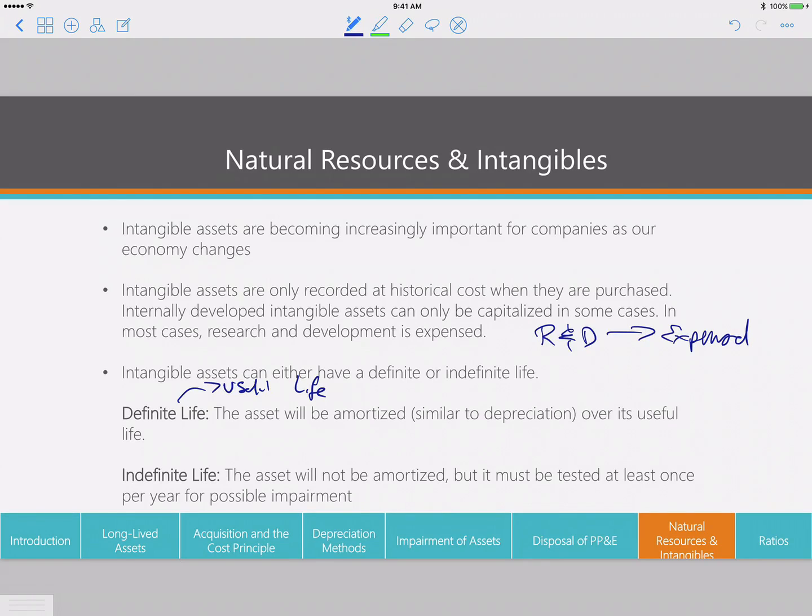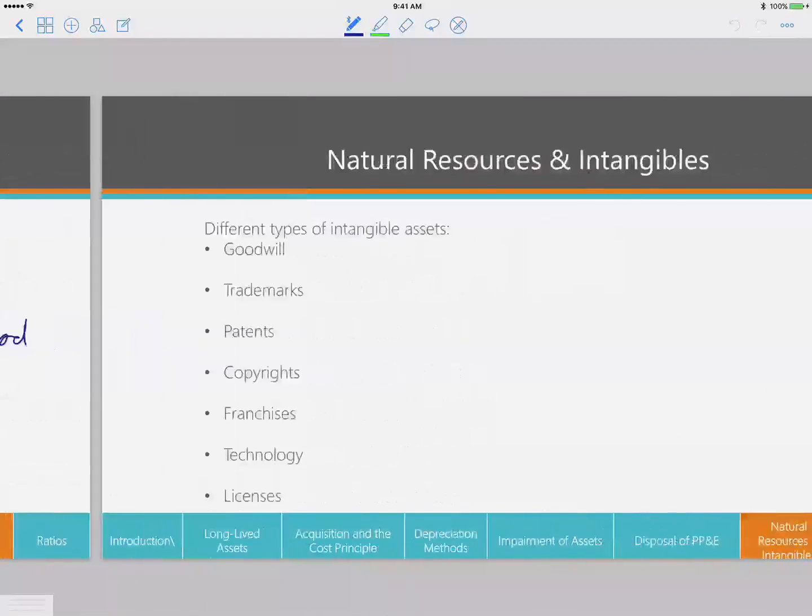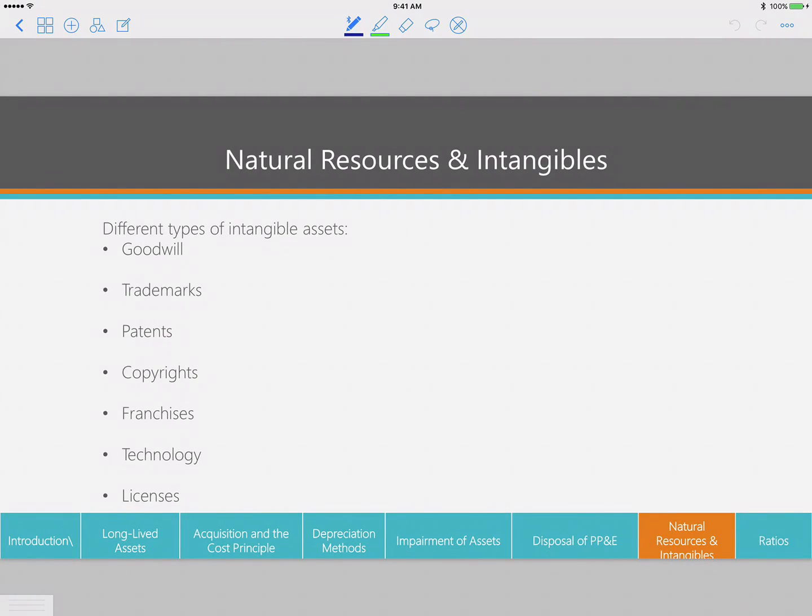An indefinite life asset is one that does not have a useful life. It lasts forever. It lasts indefinitely. And an indefinite life asset is not amortized. But you must still test it at least once per year for possible impairment to see, is it still worth as much as we think it's worth? If there is impairment, you would have to then write it down. So let's talk about some different types of intangible assets.